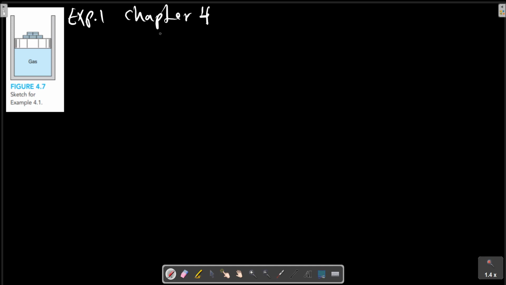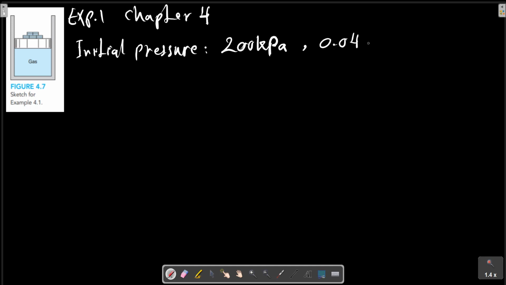The cylinder is fitted with a piston on which a number of small weights are placed. The initial pressure is 200 kilopascal and the initial volume of the gas is 0.04 meter cube.